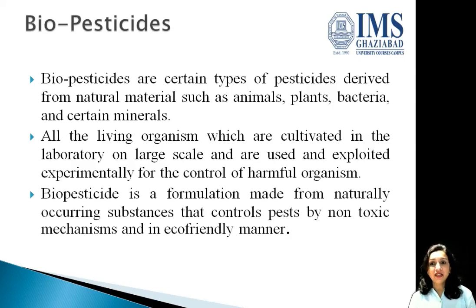So biopesticides are a certain type of pesticides derived from natural materials such as animals, plants, bacteria and certain minerals. All the living organisms which are cultivated in the laboratory on a large scale are used and exploited experimentally for the control of harmful organisms. These harmful organisms could be insects, pests, rodents, etc. They do a lot of harm to our crops, and there is also economic loss to the farmers. Biopesticides are a formulation made from naturally occurring substances that control pests by a non-toxic mechanism and in an eco-friendly manner.